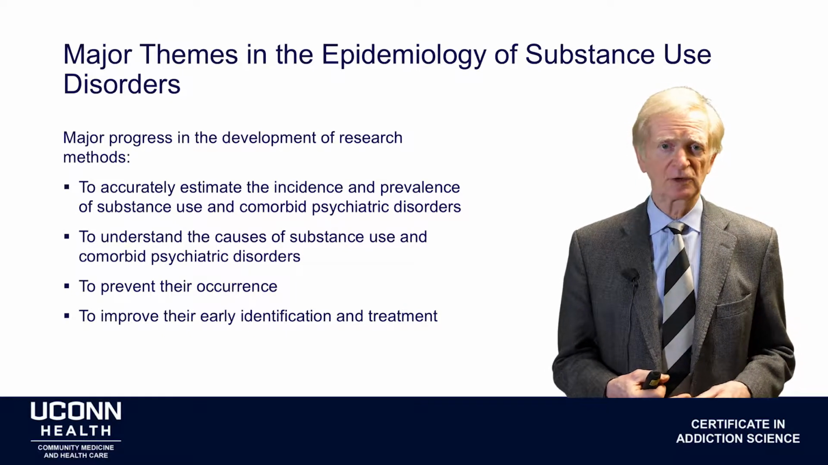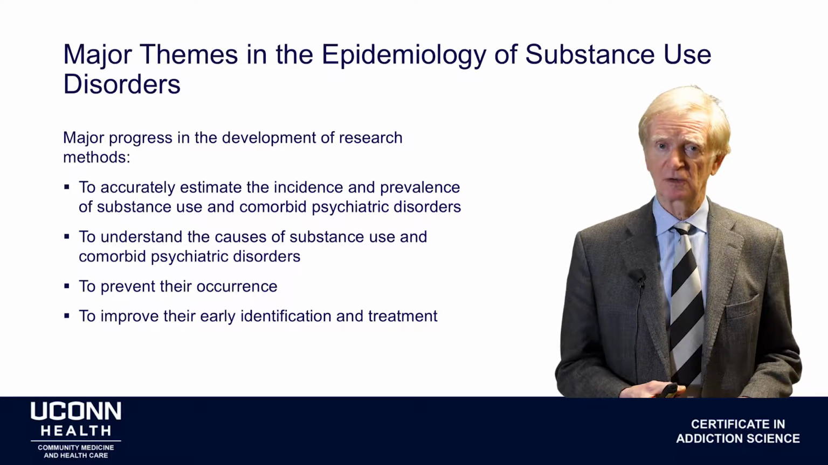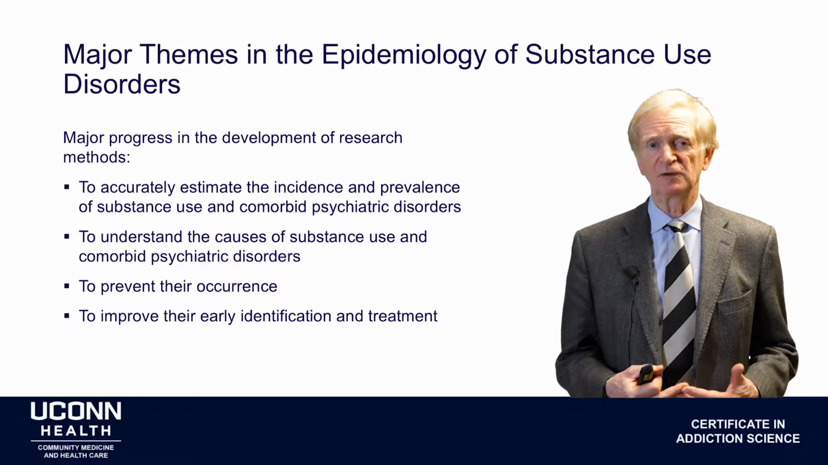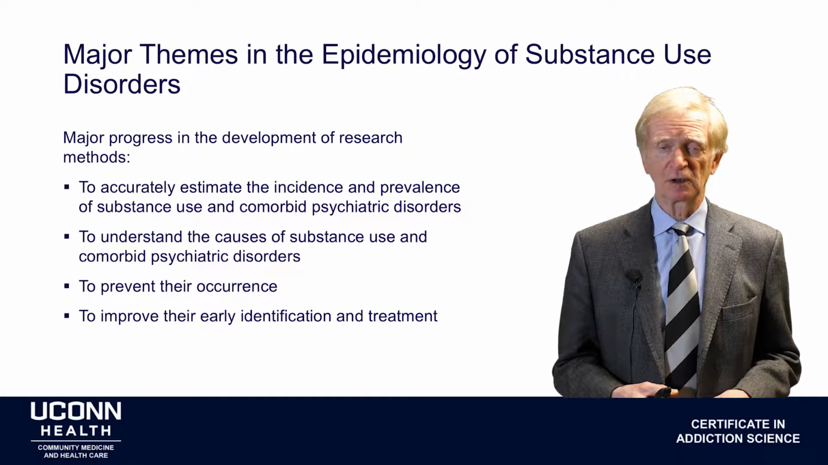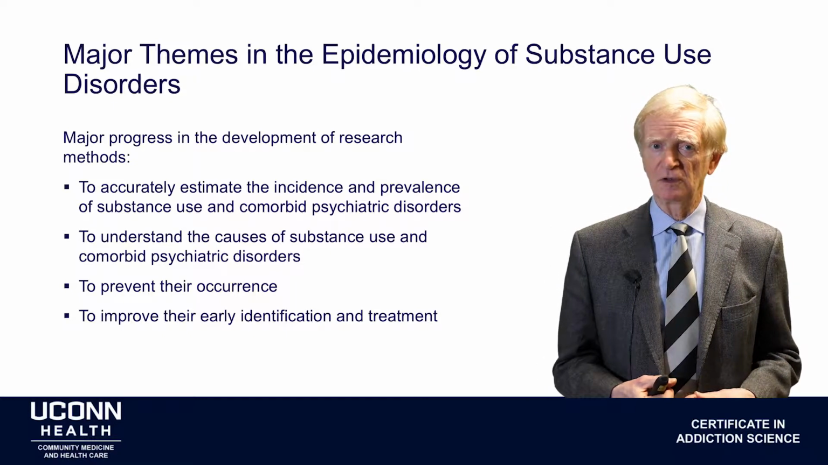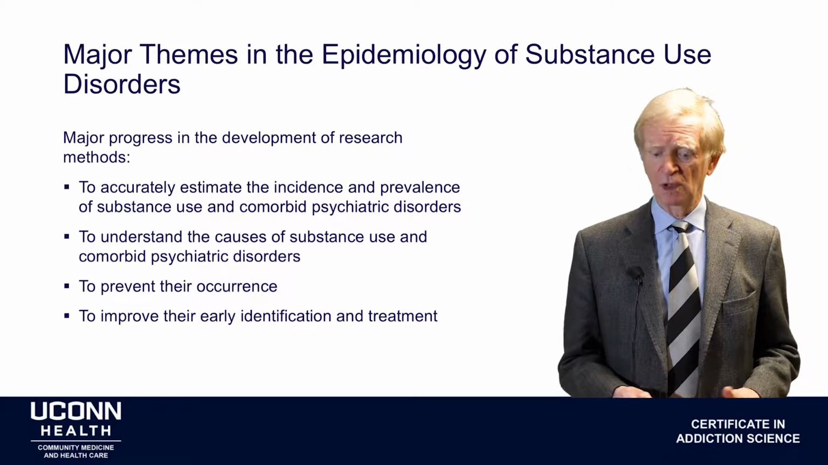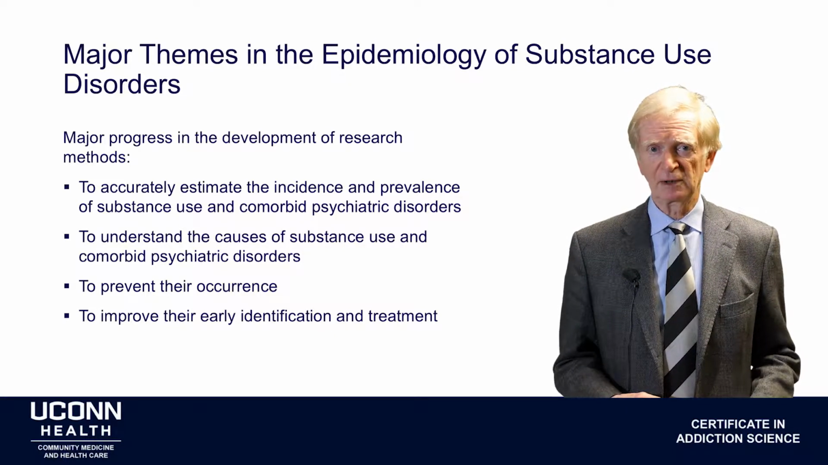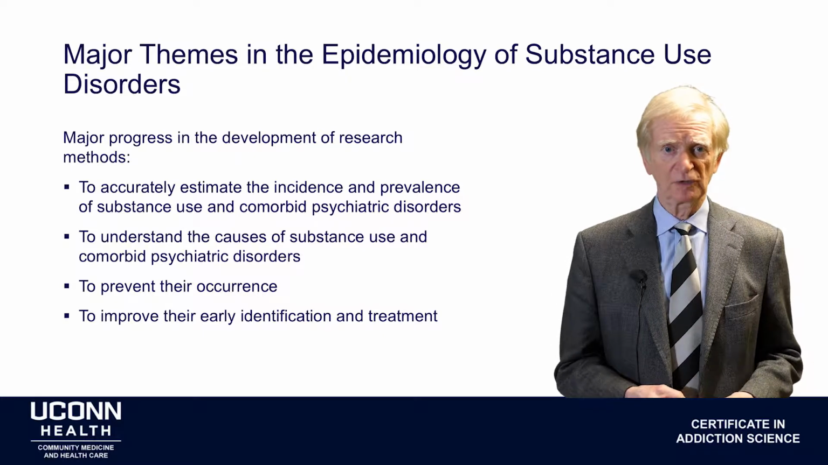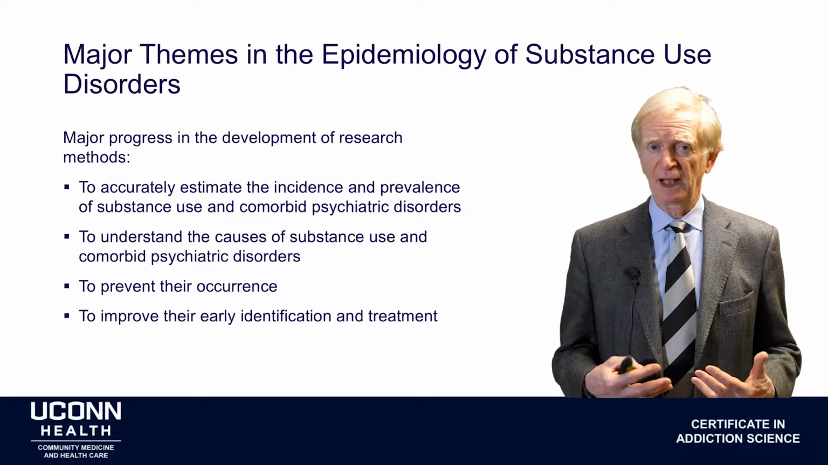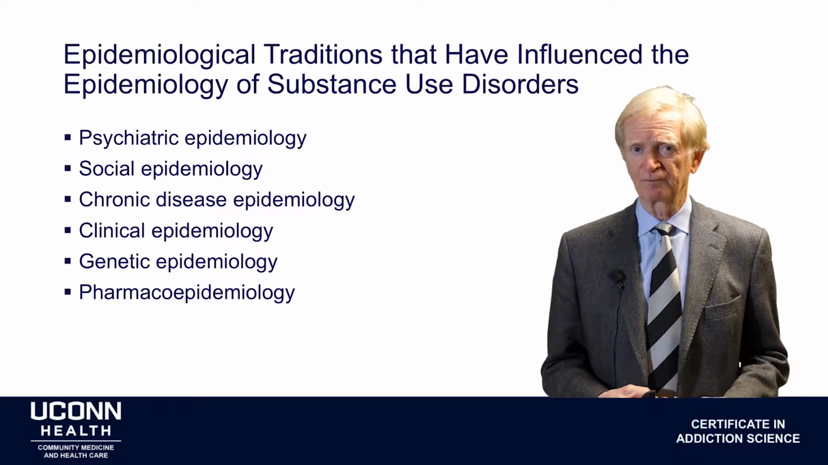These methods can now be used to accurately estimate the incidence and prevalence of substance use disorders, as well as comorbid psychiatric conditions. The methods and designs and measures can be used to understand causes as well as ways to prevent their occurrence. And certainly we've used these methods to improve early identification and treatment, as well as prevention measures. So the epidemiology of substance use disorders has grown dramatically, introduced new innovative methods to study substance use disorders, and has contributed, as we will see, to the estimation of the global burden of disease and how substance use disorders contribute to that. The traditions that we've studied on and off in this course are quite diverse.